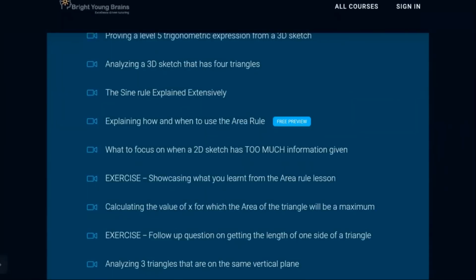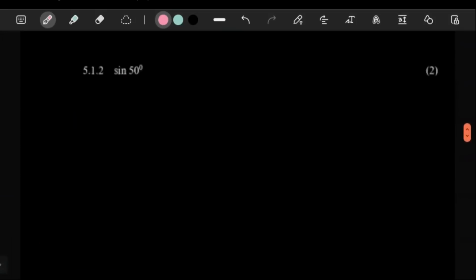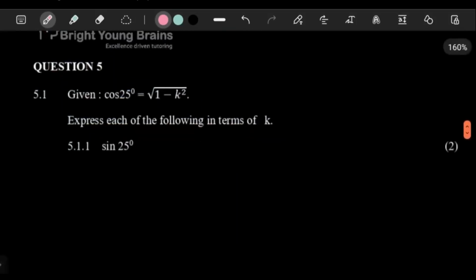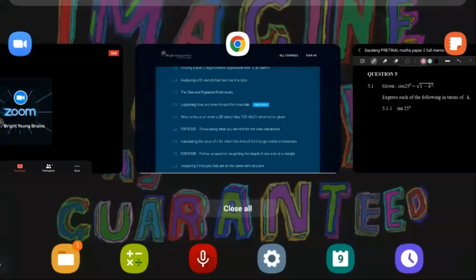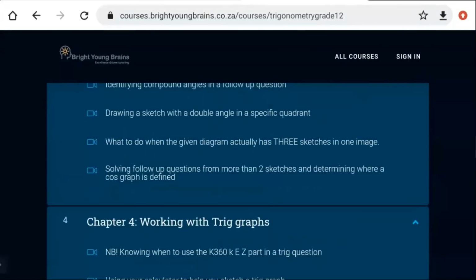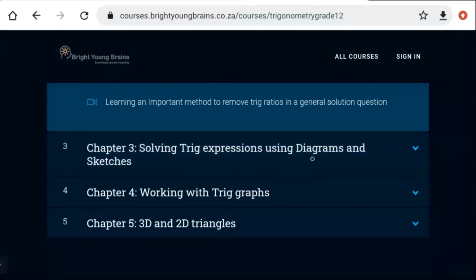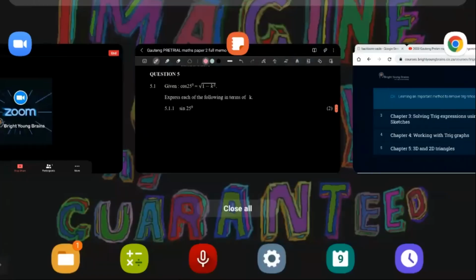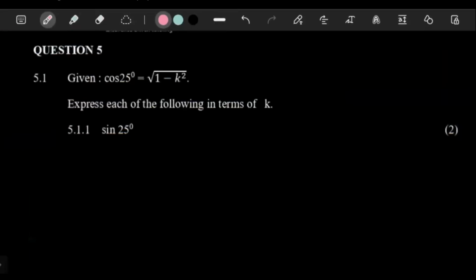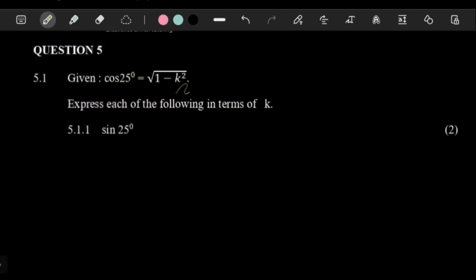But anyways, carrying on with this question. It says here, simplify the following without the use of a calculator. You see, oh, no, come on, my guy. No, this is actually one of the chapters. You see here, we need to draw a diagram, right? Now, this falls under chapter number, if I'm not mistaken, chapter 3. If you look at the title of chapter 3, it says solving trig expressions using diagrams and sketches. That's chapter 3. That's what this is telling us. Like, that's what this question is actually asking. So this question says cos 25 is equal to square root of 1 minus k squared. So it's fine.